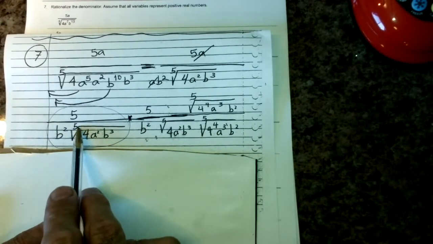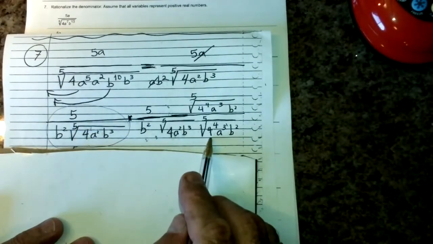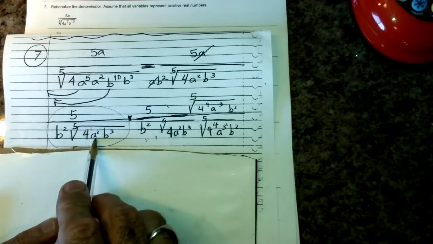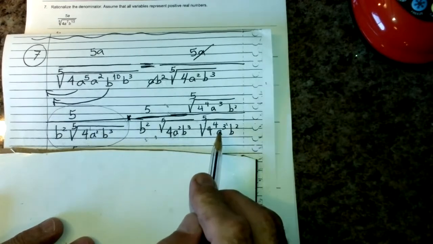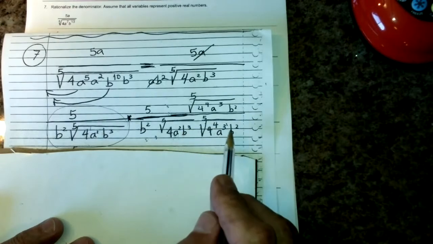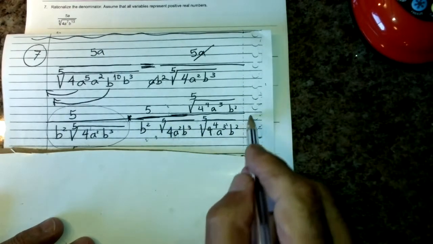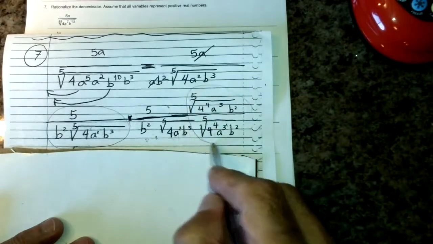If this is 4 to the power of 1, I need 4 to the power of 4 here. If this is A2, then I need to put A3 here. So when you multiply these two, it is A5. I have B3, so I need to put B2, so 2 and 3 is 5. And you put the same thing at the top.